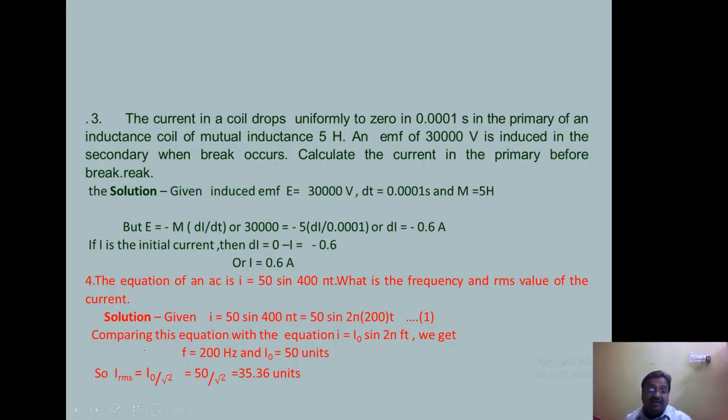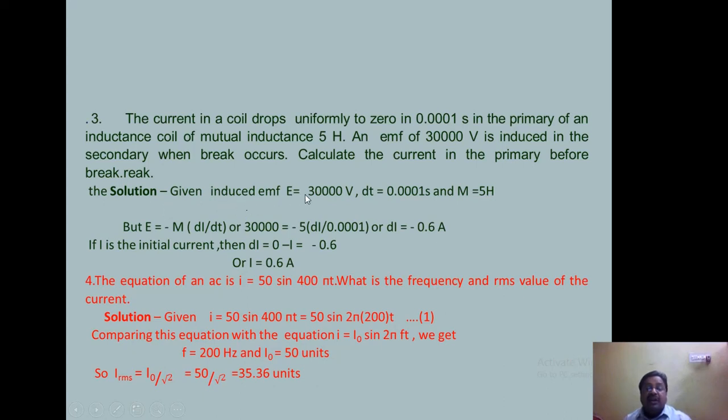the capacitance of the circuit. Another numerical example here: the current in a coil drops uniformly to 0 in 0.0001 second in the primary of an inductance coil of mutual inductance 5 Henry. An EMF of 30,000 volt is produced or induced in the secondary when break occurs. Calculate the current in the primary before the break. Now let us solve it.